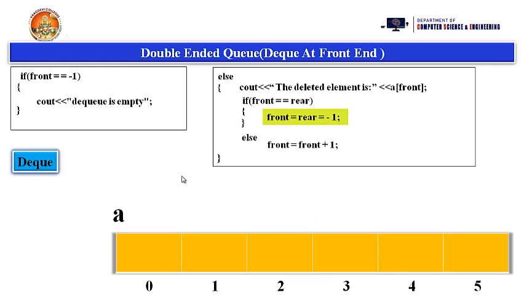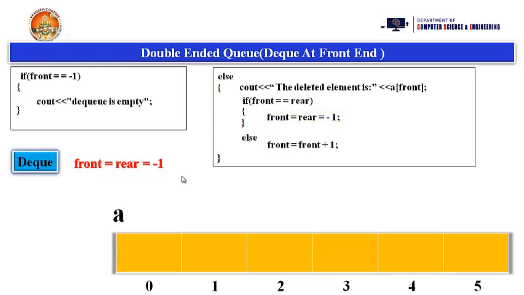Why? Because when the front and rear values are pointing to the same index position, the queue consists of only one element. And after deleting that element, the queue is empty. Now we need to set the front and rear values to -1.